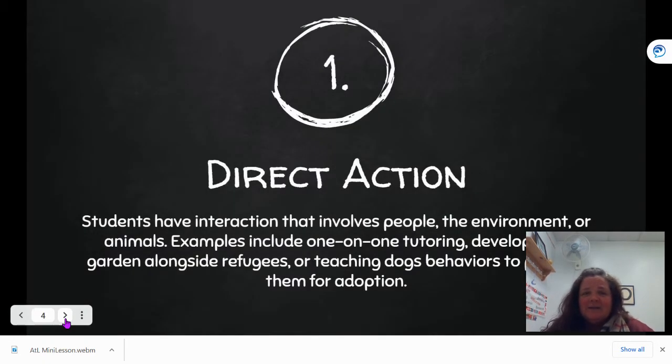The first type of action is direct action. And because of COVID and the restrictions that are in place, we're actually taking this one off the table. But direct action is when you actually go out and you do service. So you serve people at a soup kitchen. You go and you work with students at an elementary building and you help tutor them. You go and you provide a service to someone. That's direct action. We're going to take that off the table. Don't worry, there's 3 other types to learn about.